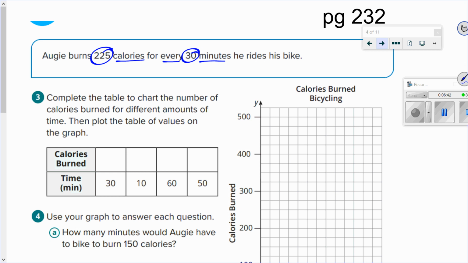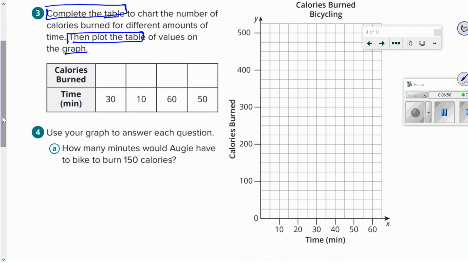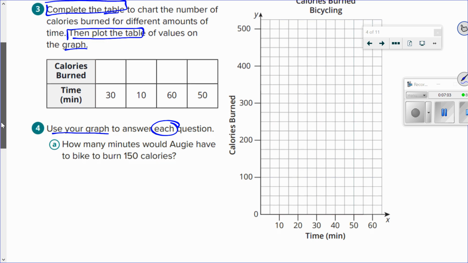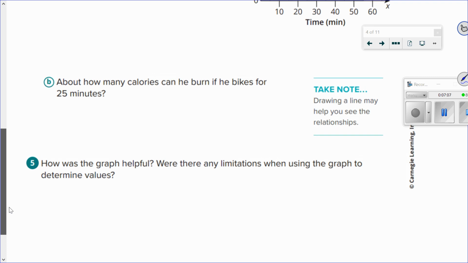So we've now given you a table. You need to complete the table to chart the number of calories burned, then plot the table values on the graph. So you're going to fill the table out, plot it on the graph, and then use your graph to answer each question. So we really want you trying to use the graph, not the table. And you've got 2 questions on that, and then part 5, how is the graph helpful? And were there any limitations when using the graph to determine values?